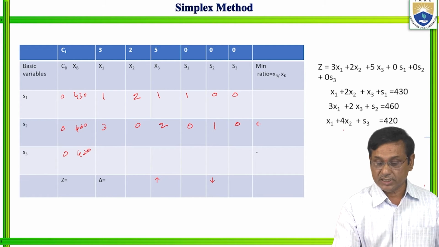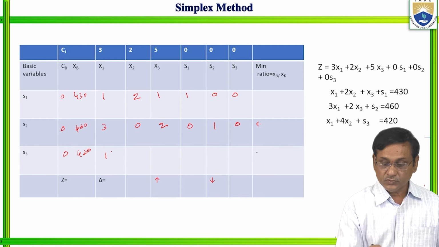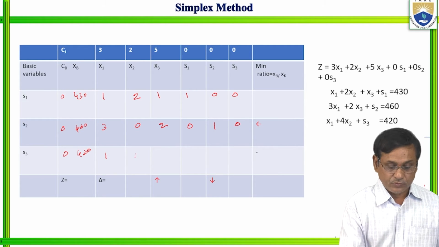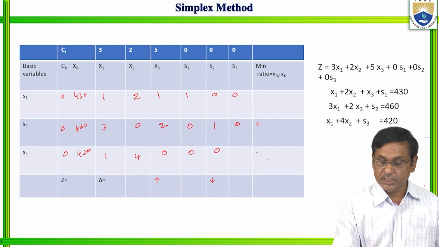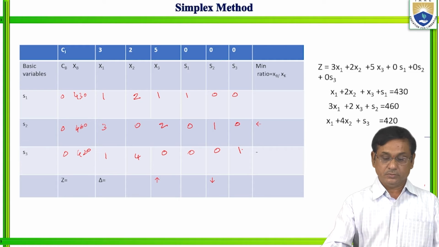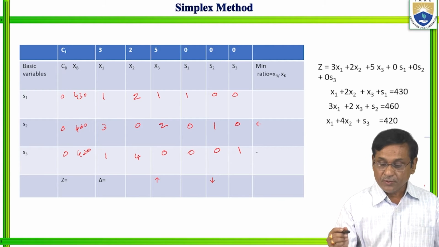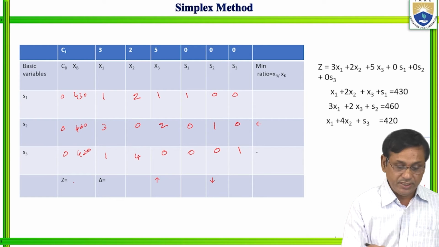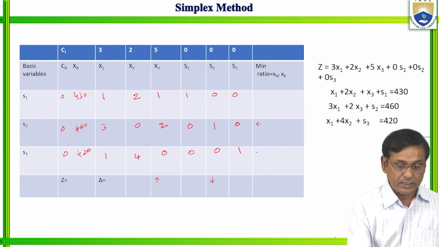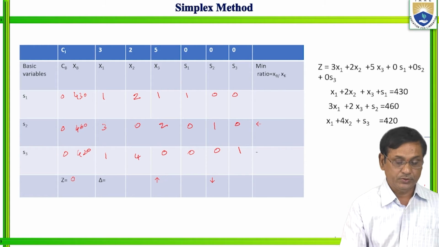Then corresponding to the third constraint, x1 coefficient is 1, x2 coefficient is 4, and x3 coefficient is 0, s1 coefficient is 0, s2 coefficient is 0, s3 coefficient is 1. Now we have to find out the value of Z. Z is equal to CB XB. That means 0 into 430 plus 0 into 460 plus 0 into 420. That value is equal to 0.